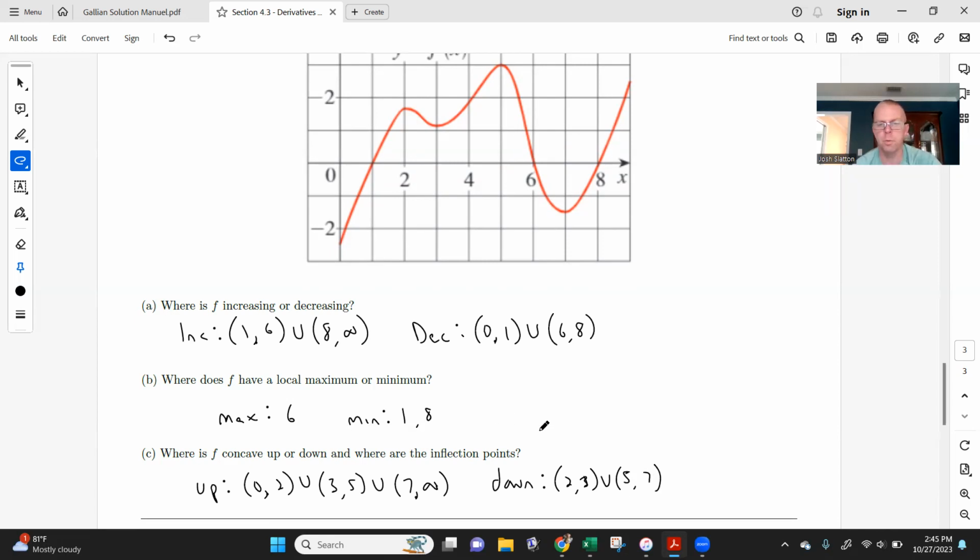And so where are the inflection points? Inflection points would be wherever it's changing: 2, 3, 7. Or sorry, 5. Just put that on the end of the list. 2, 3, 5, 7.